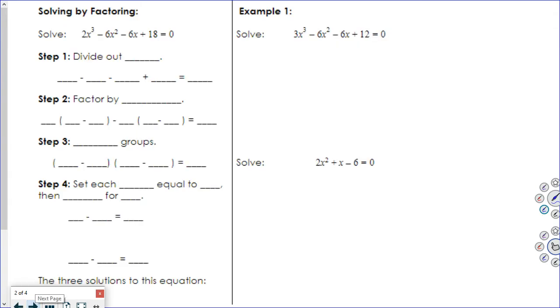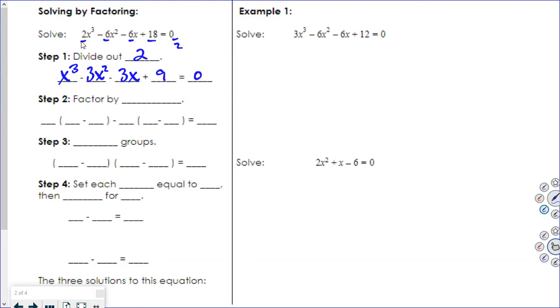Okay, so if you notice in this first example, you have 4 different terms. When you have 4 different terms, the first thing that you always want to look for, regardless of how many terms you have, is a greatest common factor. In this case, we have a greatest common factor of 2. So we can divide everything by 2, because if we divide 0 by 2, that is also going to be 0. So at this point, we have x cubed minus 2x squared minus 3x plus 9. And again, that's going to equal 0.